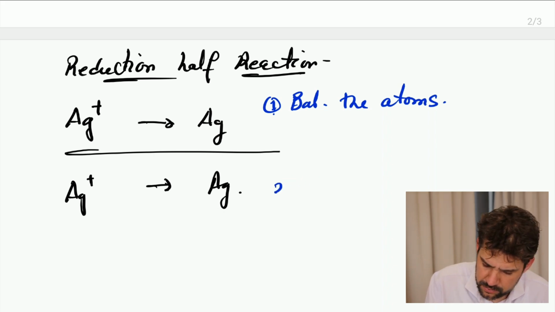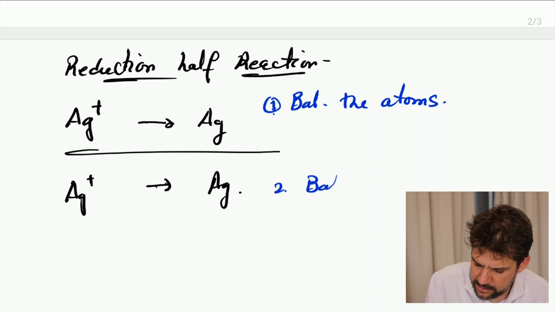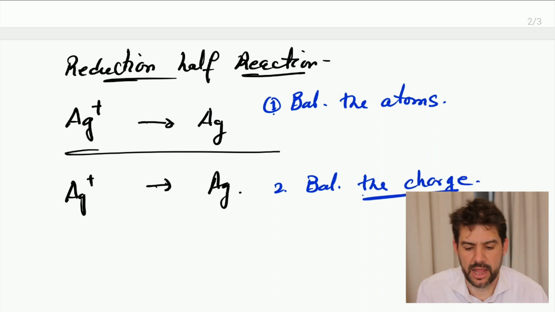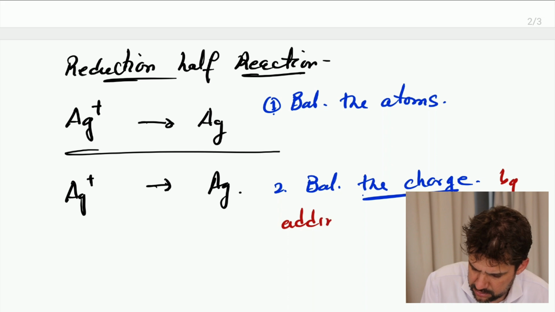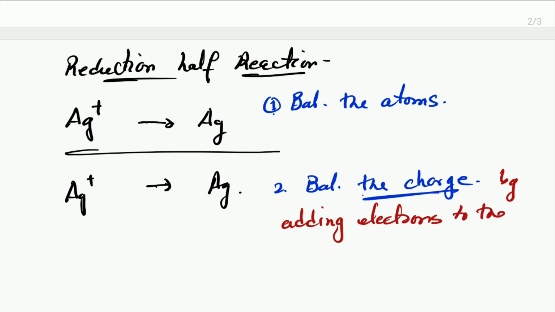Number 2, you're going to balance the charge. How do you balance the charge? Well, I'm going to write it again: by adding electrons to the more positive side.